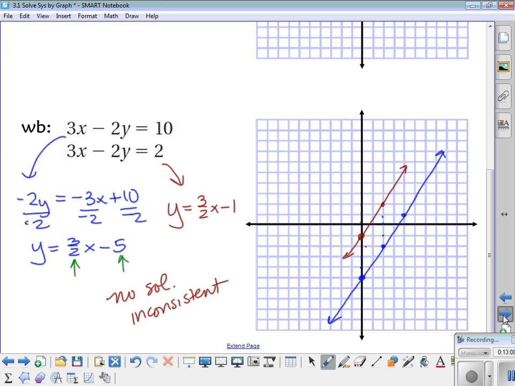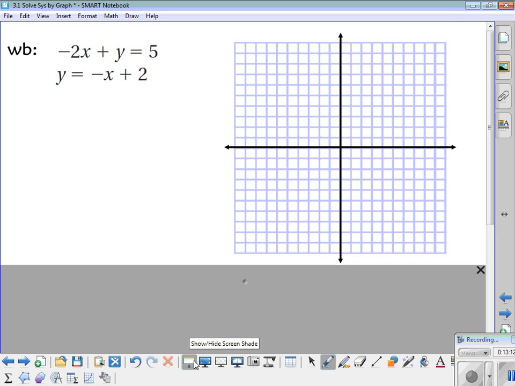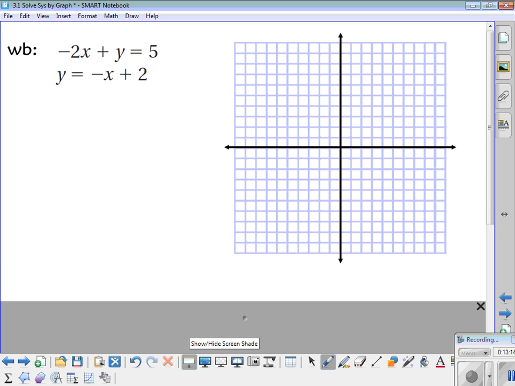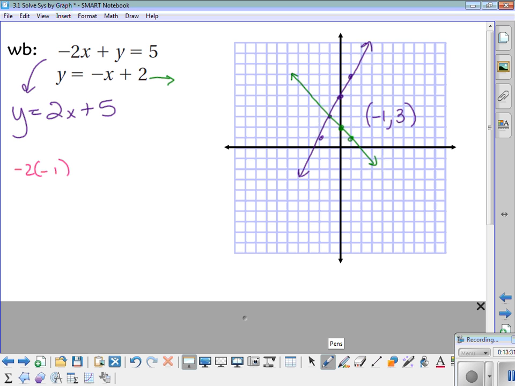Alright, let's see if you guys can do better on this one. Okay, so you end up with -1, 3. To check the answers algebraically, you get -2 times -1 plus 3 equals 5. Gotta get 2 plus 3 equals 5. That one works.